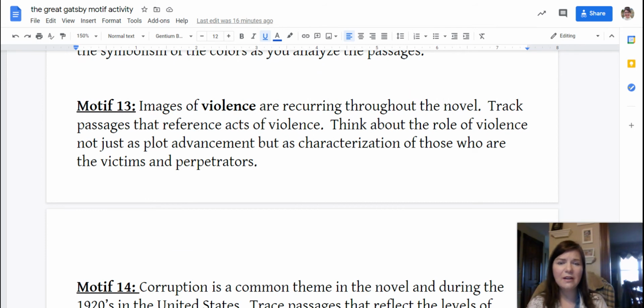Okay, motif 13 are images of violence. There's a lot of violence in this book. And who is the victim? Who are the perpetrators? And so you can include that.